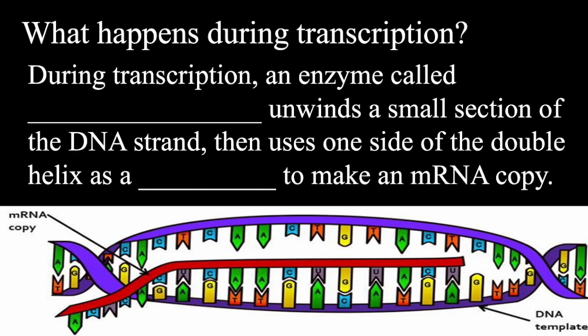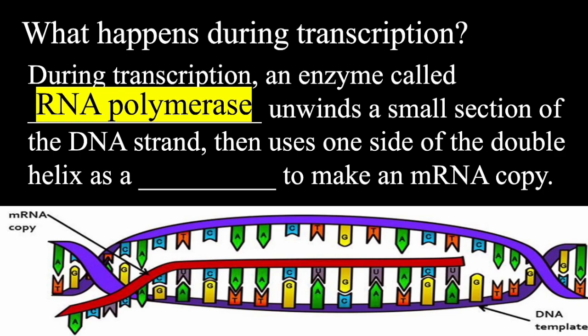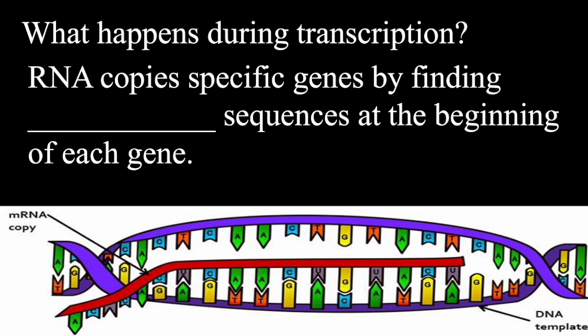During transcription, an enzyme called RNA polymerase unwinds a small section of DNA strand, then uses one side of the double helix as a template to make an mRNA. RNA copies specific genes by finding promoter sequences at the beginning of each gene. What's going to happen is there will be an RNA polymerase, and it looks for the promoter, a start. Once the RNA polymerase finds that promoter sequence, then it's going to go and match base pairs.